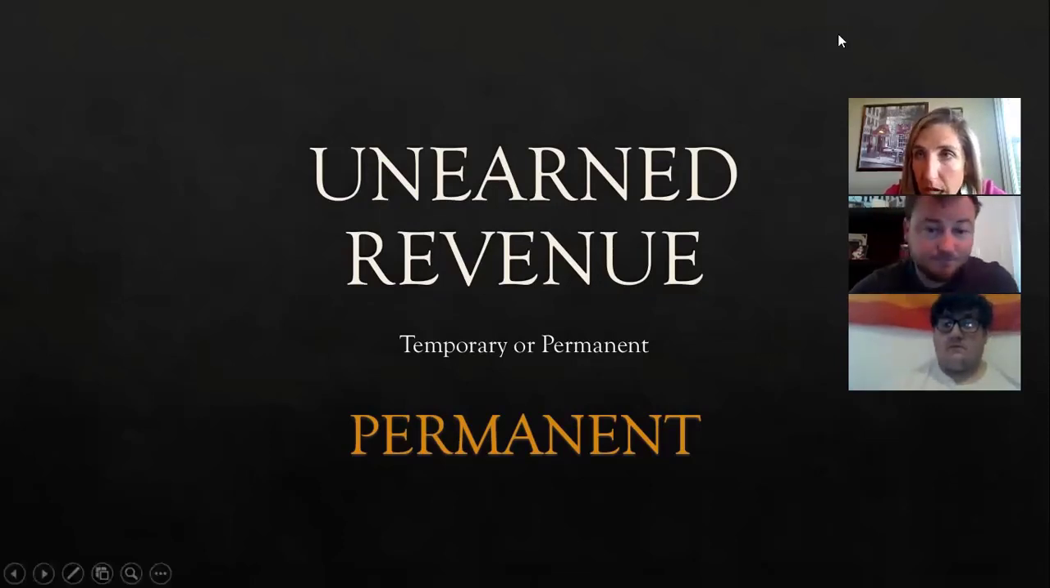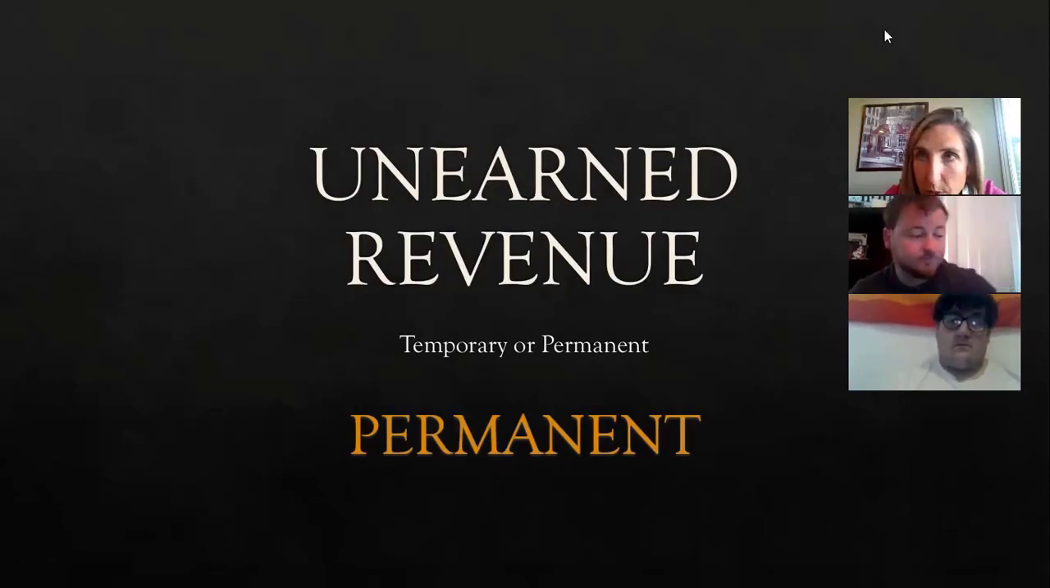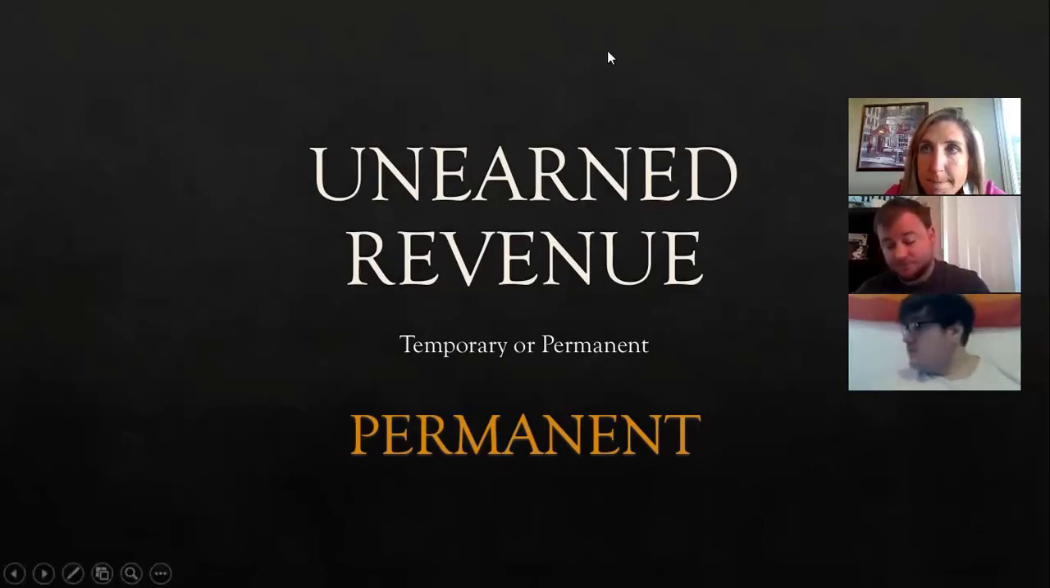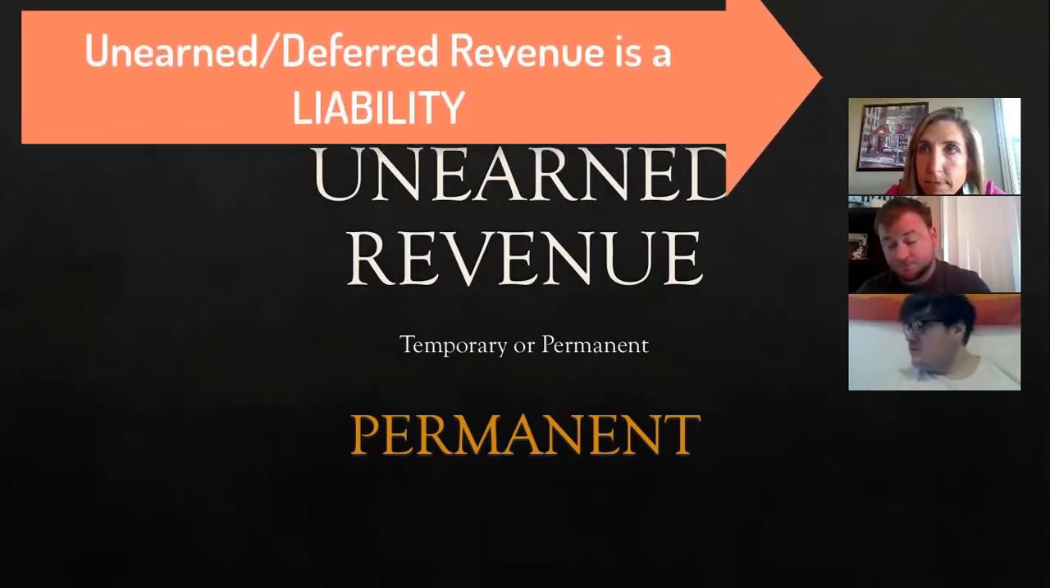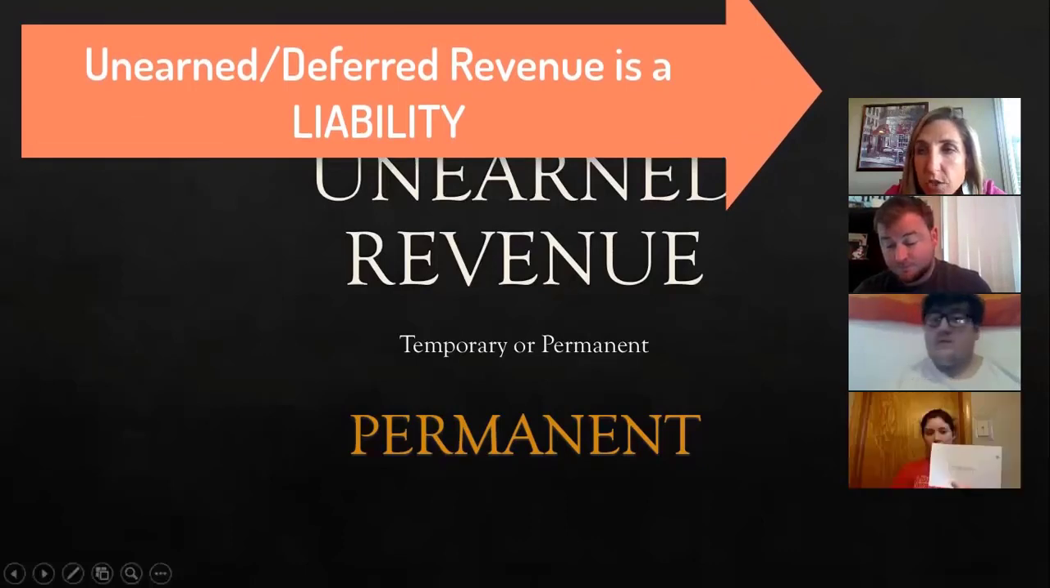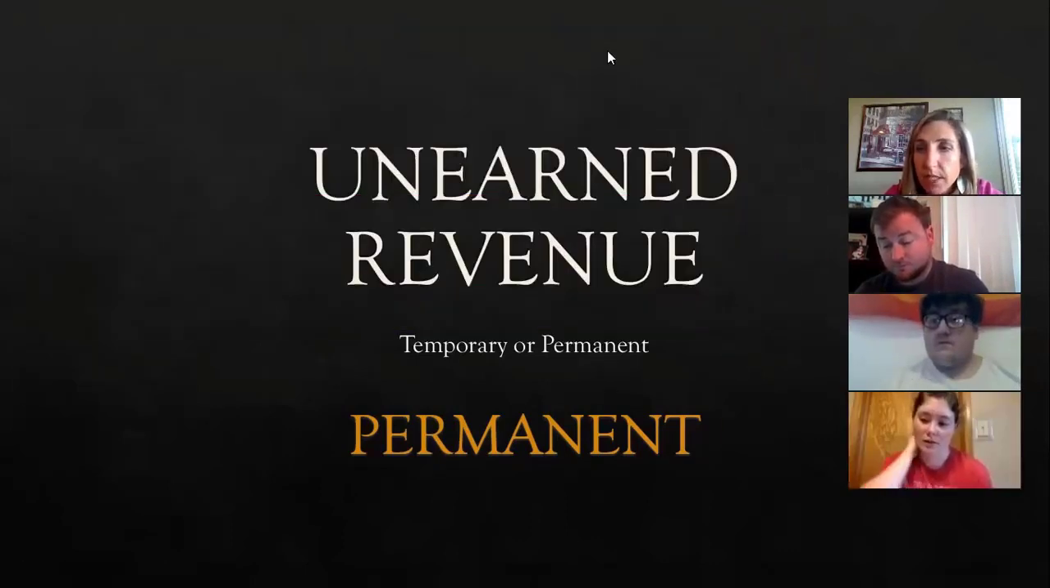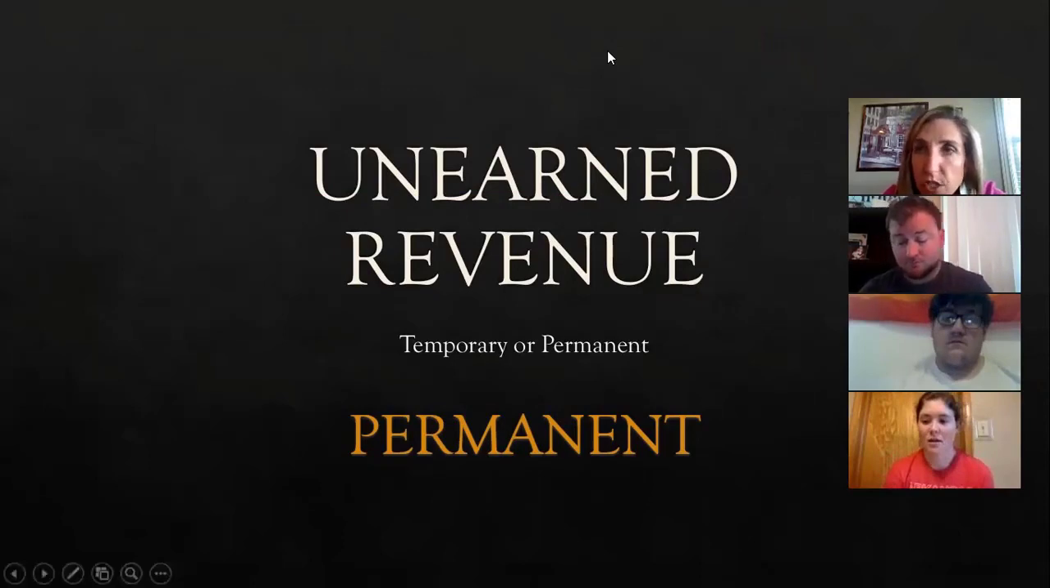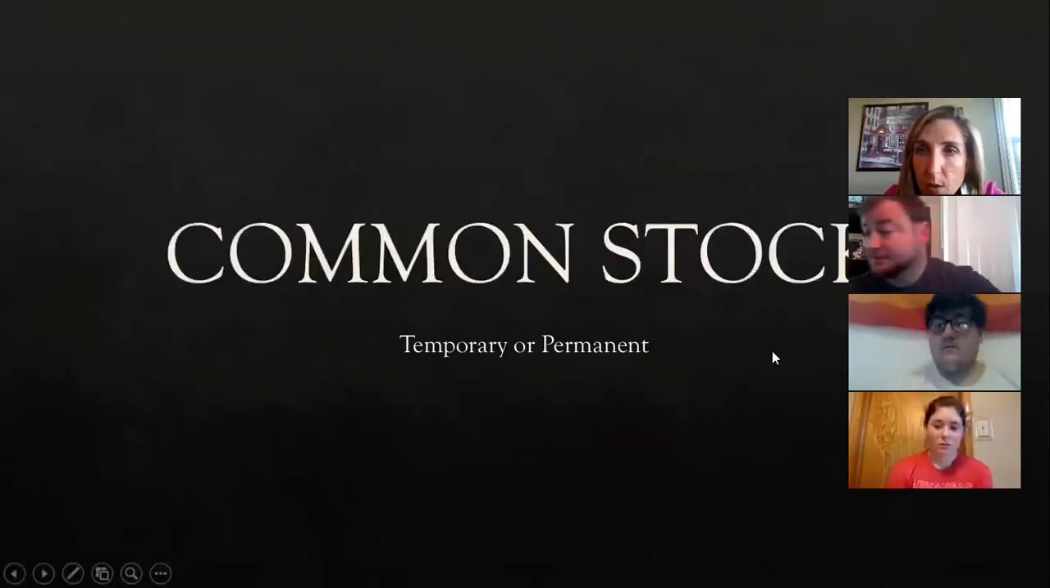Anybody want to tell me what financial statement this account, also known as deferred revenue, shows up on? The balance sheet. Good, excellent, the balance sheet. It's a liability account. Yes, perfect, good job. It's a liability, so it does show up on the balance sheet. Excellent. Next account, common stock, temporary or permanent?